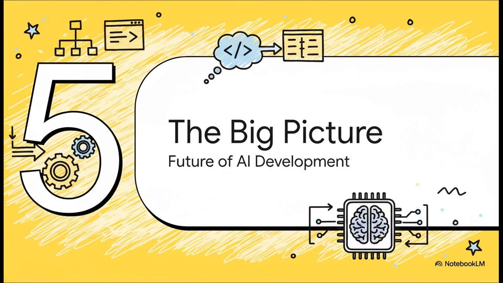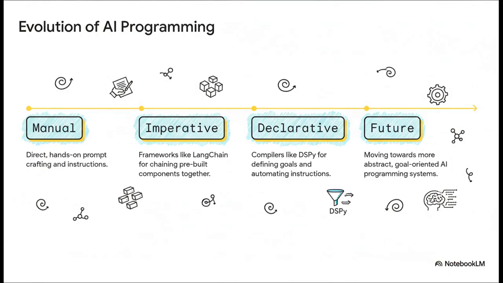Let's zoom out, because whether DSPy itself becomes the next big thing or not, the ideas behind it are part of a much bigger shift in how we're all going to be building AI in the future. If you look at how we've been programming AI, there's a pretty clear pattern here. It's an evolution. We started with manual, direct instructions. Then we got frameworks like LangChain that let us chain things together. Now we're at this declarative stage with compilers like DSPy. You have to wonder what's next. Probably something even more abstract, where we just state a high-level goal and the system figures out the entire architecture.